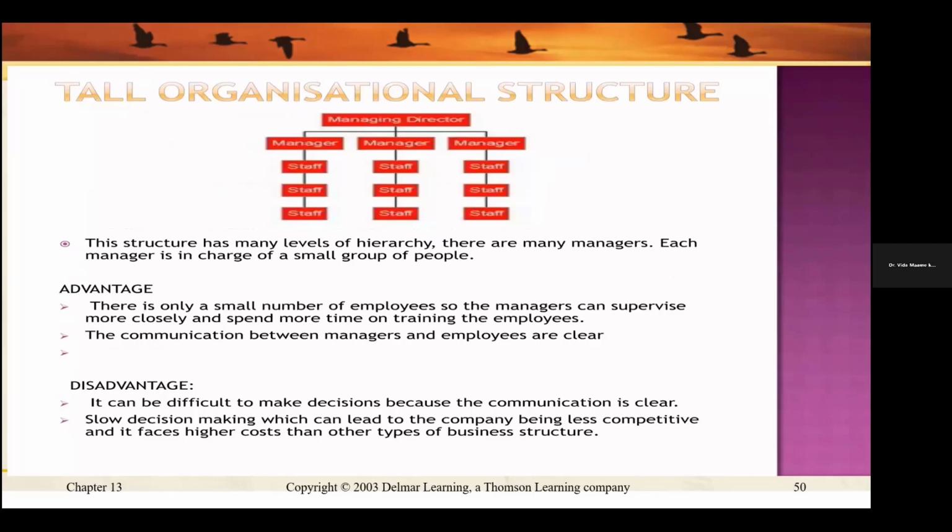There's only a small number of employees, so the manager can supervise more closely and spend more time training the employees as well. And the disadvantages: it can be difficult to make decisions. The communication is clear, and everybody knows what he or she is expected to do.